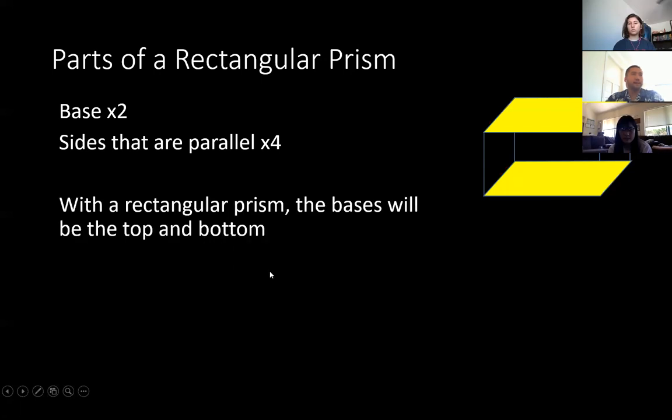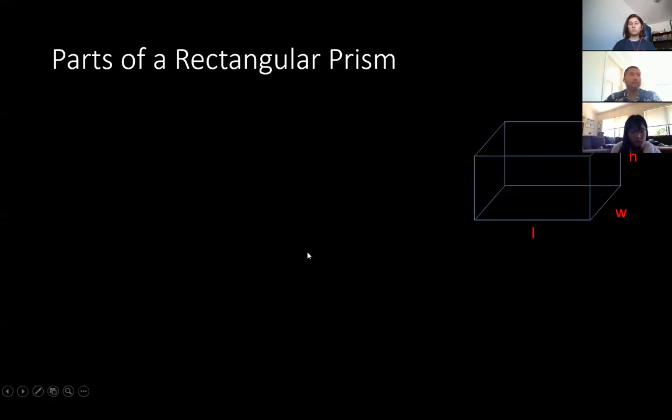Then the rectangular prism, the bases will be the top and bottom, just like your floor and your ceilings. If you misunderstand this, just think about walking into a room. You're standing on your base, on your floor, look at your ceiling. That will be your two bases. Four sides walls are your lateral faces.